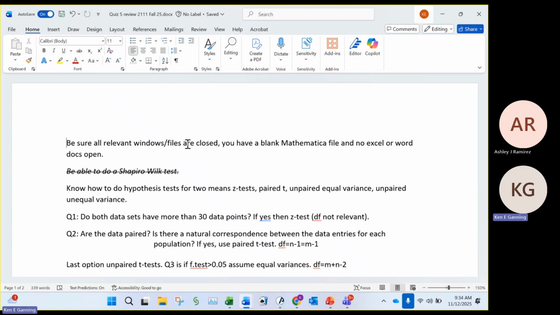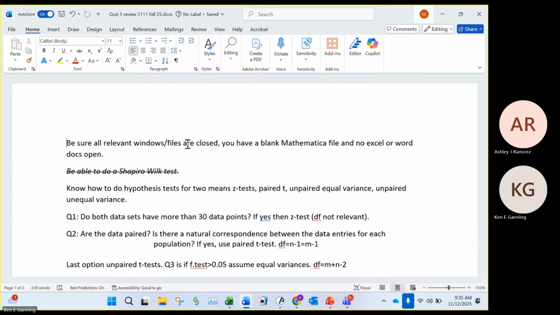Next question, is your data paired? First of all, if you do not have the same number of data points in each case, they cannot be paired. So if you notice a different number of data points in each of your samples, you don't even have to think about it. It's not going to be paired. If they have the same number of data points, then you have to think about it. Is there a natural correspondence between those two numbers? Then you determine whether it's paired or not.